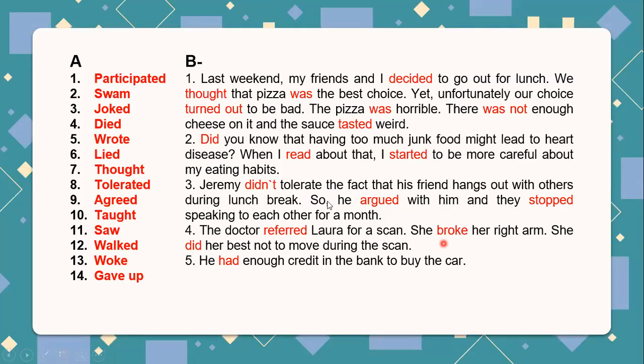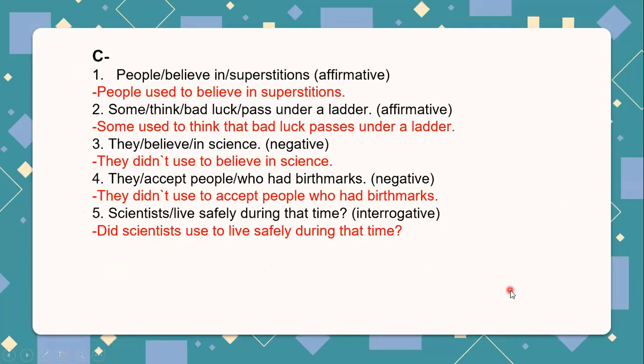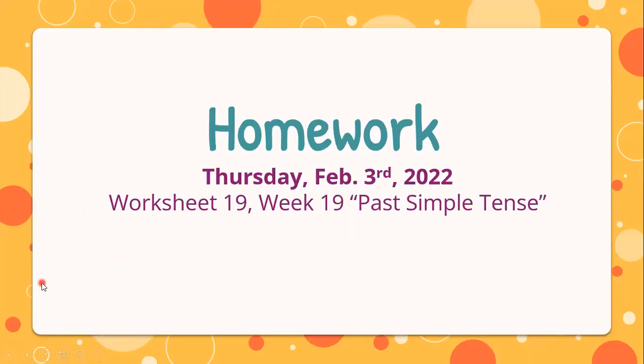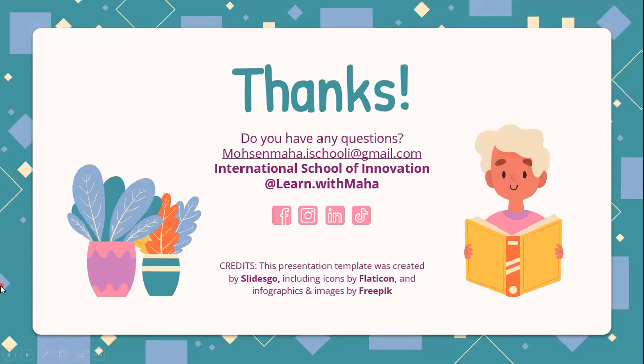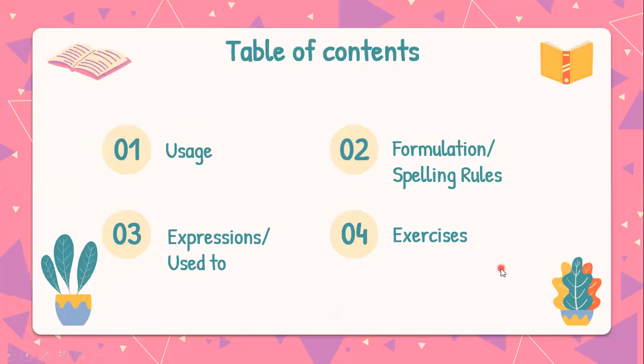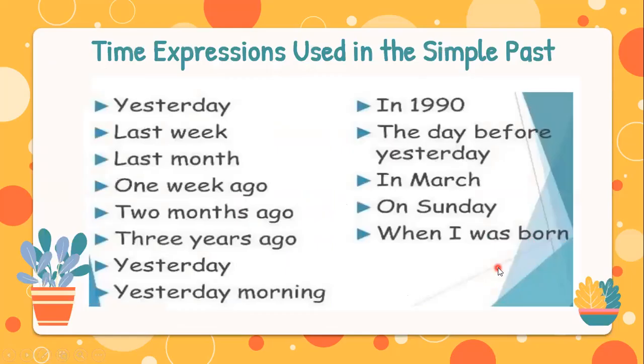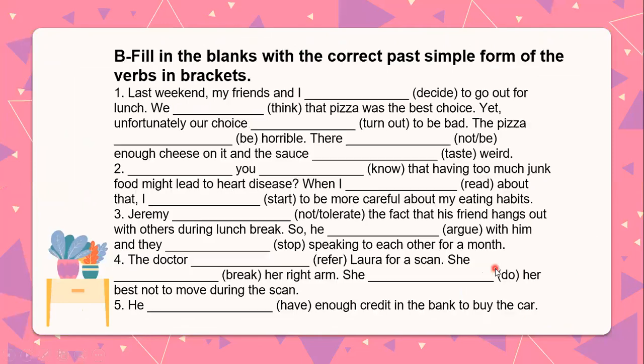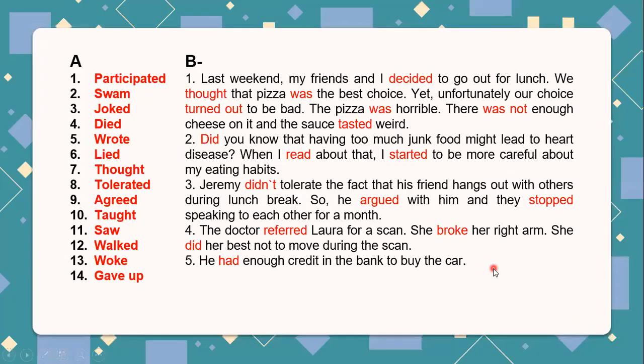Now you have the answer key for parts A and B. Let's look at them quickly. The answer key. So, for example, participate, participated, it's a regular verb, so I only added D.